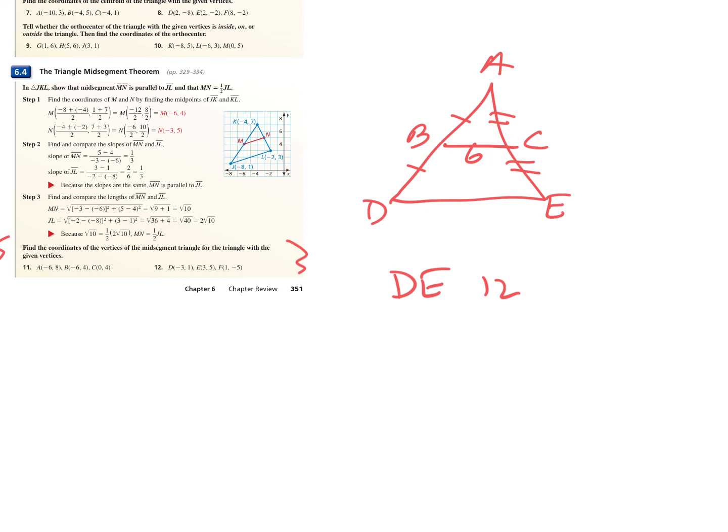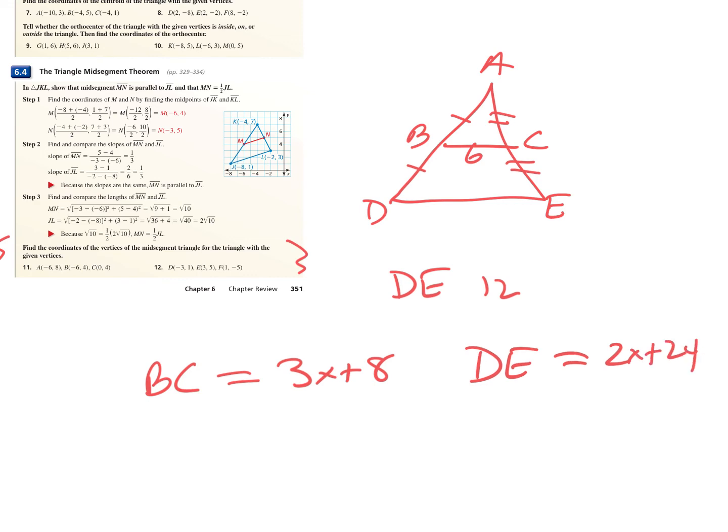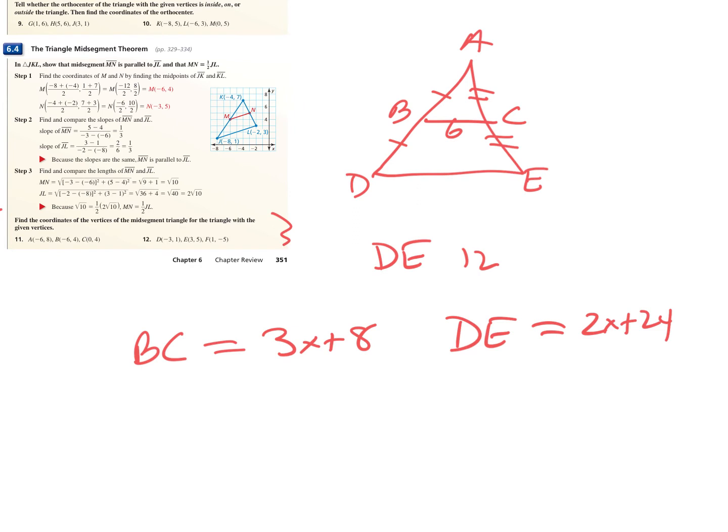Or what I'll do is also give it to you as an expression. Actually, let me change this. Let me make it with some numbers that are going to work. Let's say BC is 3x plus 8, and DE is 2x plus 24. So then, if I know that BC is supposed to be double, I have to times it by 2 to get to the length of DE. This is how I'm going to solve this one.